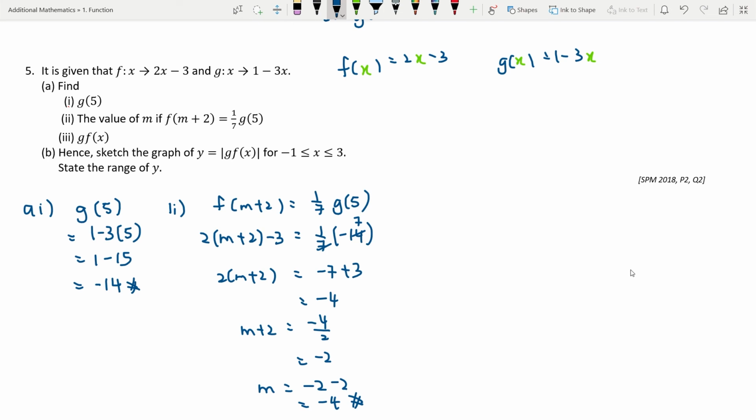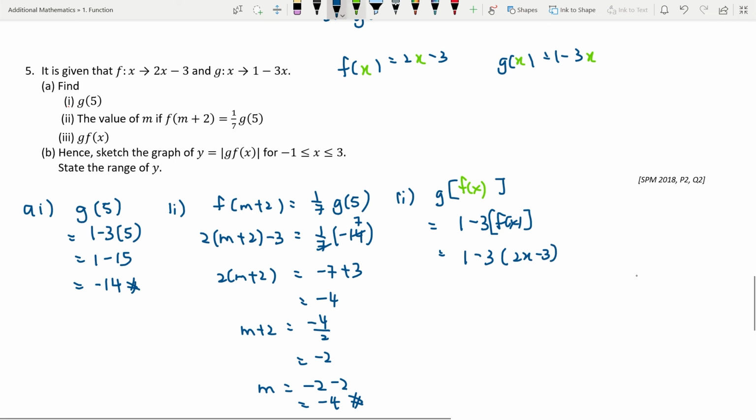A3. Find g of f of x. Substitute f of x into the function g. We get 1 minus 3 f of x. Substitute the f of x again. Then we expand the bracket. 1 minus 6x. Negative and negative, we get a positive 9. Simplify it, we get 10 minus 6x.